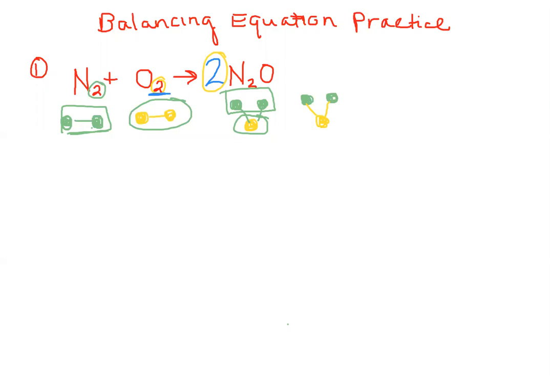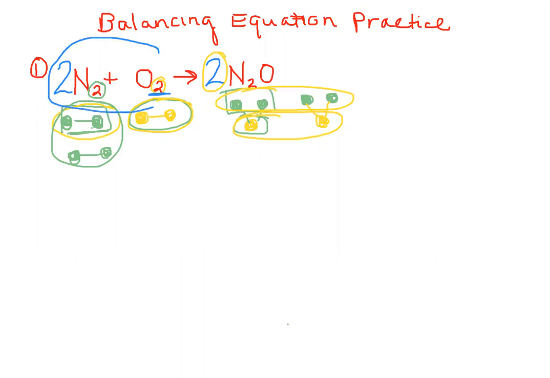So now, look, we've got 2 oxygen here and we've got 2 oxygen on this side. But now how many nitrogen do we have? We have 4 and we only have 2 over here. So we're going to have to put 2 more. So we've got 4 on this side. So we're going to have to put a 2 there. And in doing that, now everything is balanced.